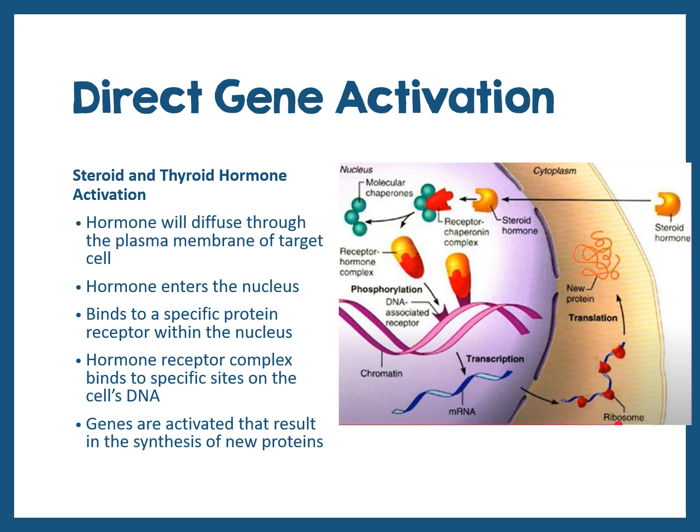So in direct gene activation, this is where that hormone can diffuse through the plasma membrane of its target cell. And in this example, the hormone will diffuse past the membrane of the nucleus, and it will find its specific protein receptor within that nucleus.